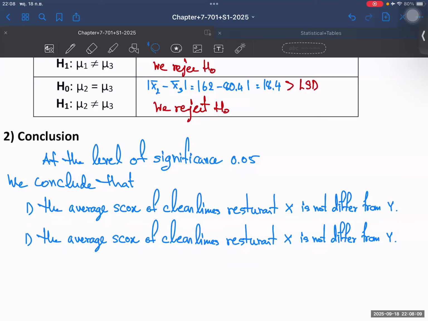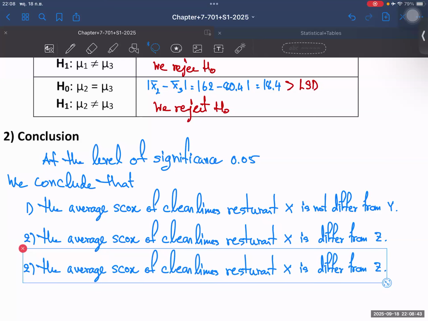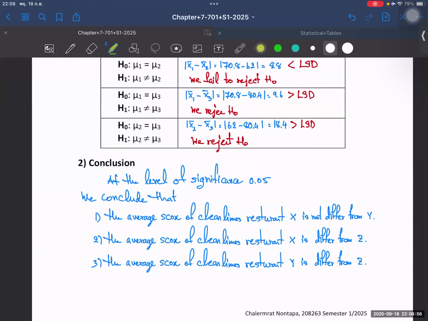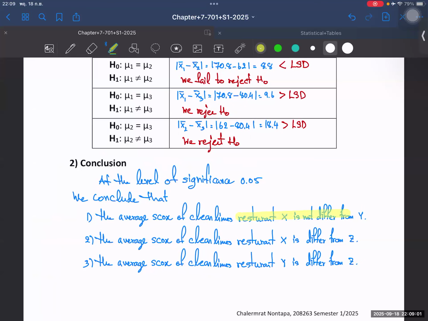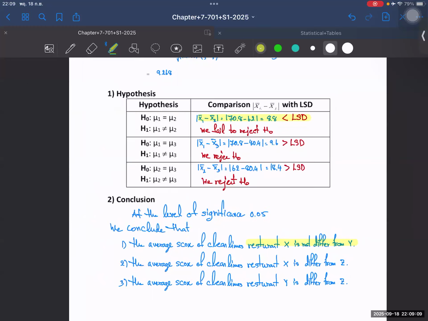Second, is what? So the average score of the restaurant X differs from Z. Okay, and the last one, this is Y. Okay, we have one reject, because it is greater than the LSD value. Okay, so we can conclude like this.